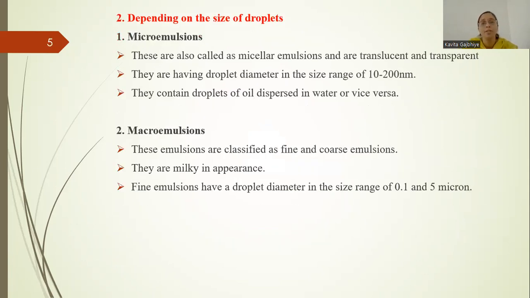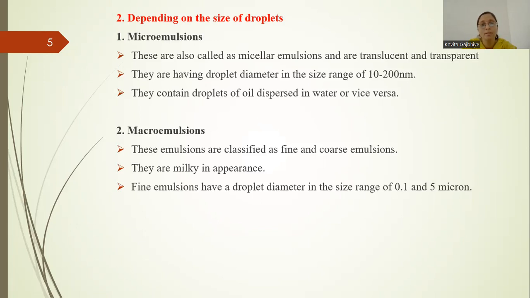Then the second type of emulsion is depending on the size of droplets. Now in case of suspension, if you remember, we have said that the size of particle is very, very important. That is, it should be between 0.5 to 3 microns. Similarly, in case of emulsion, as it is a mixture of two immiscible liquids, oil is there, water is there. So in case of emulsion, we say that droplet size should be minimum. Now, depending on that size of droplet, there are again two types of emulsion, micro emulsion and macro emulsion.